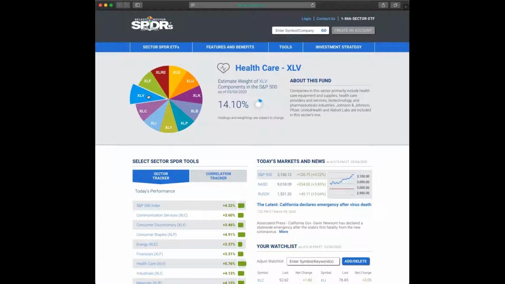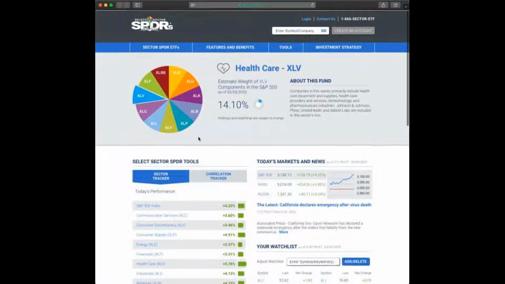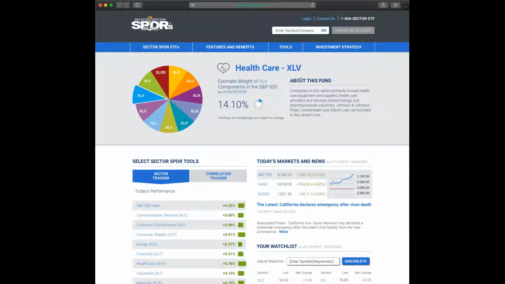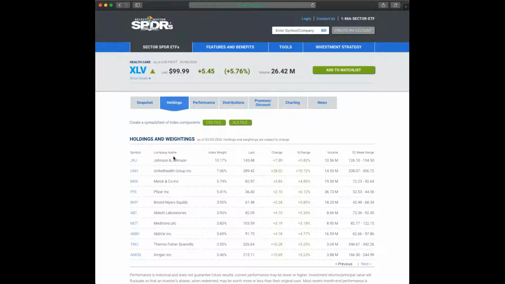And if we click on these, we go down to XLV. It'll give us a little snapshot, but we want to go to holdings, and it's going to be categorized in the index weight of the sector. So J&J is the most weighted at 10% in the ETF.